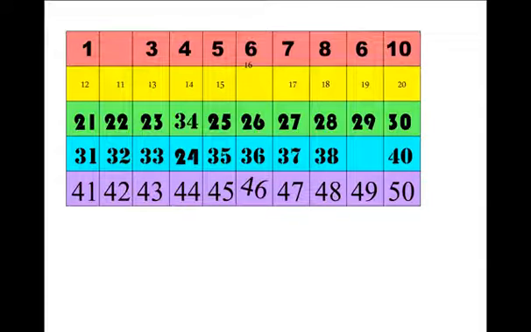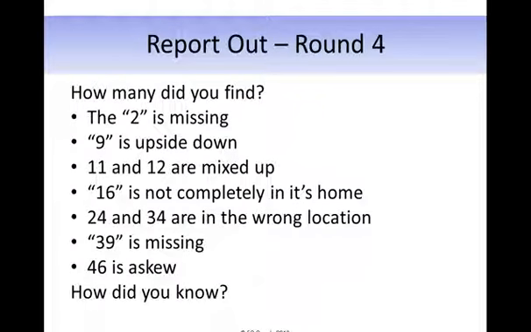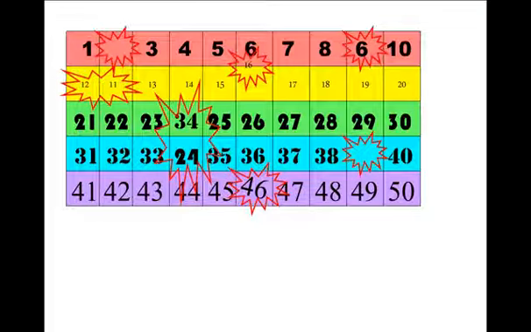So ready, go. And they scan and they search and they can look for any kind of defect that's in this area. So after the 30 seconds, you can pull up the slide and say, hey, listen, did you find anything? The 2 was missing, 9 was upside down, 11 and 12 are mixed up, 16 is not in the right place, 24 and 34 in the wrong location, the 39 was missing, 46 was out of place.